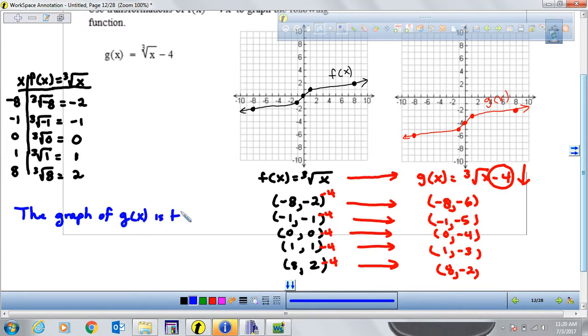is, exactly like the definition says, the graph of f of x, but shifted 4 units down or downward. And this is basically the description of how the graphs are related to each other. The graph of g is the same as this graph, but it is shifted 4 units down from f of x.